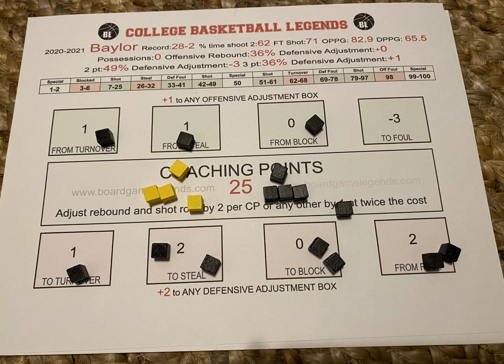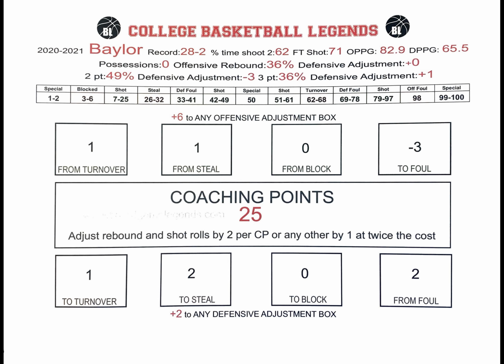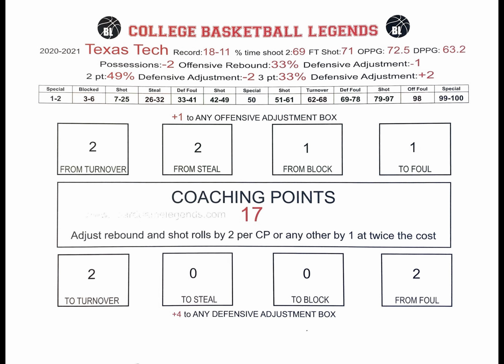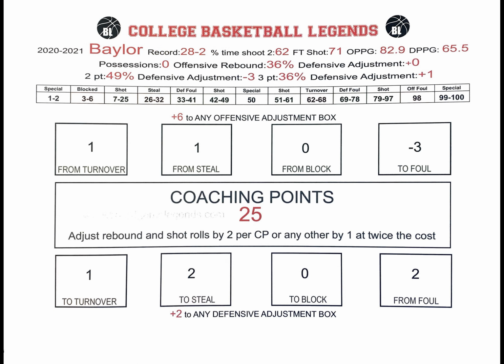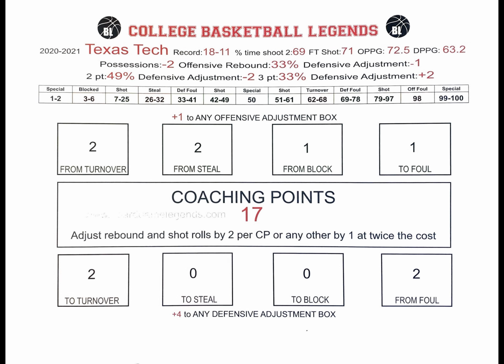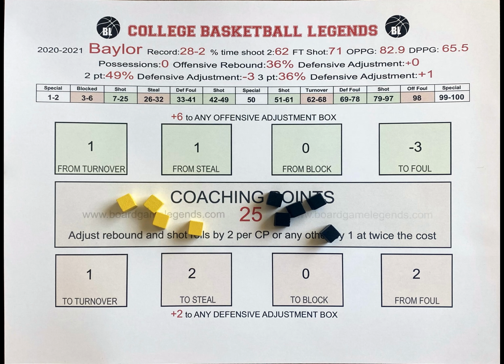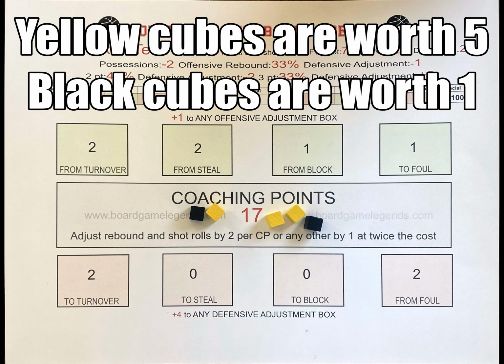So today we're going to set up two teams, the 2021 Baylor and 2021 Texas Tech. Looking at Baylor right off the bat, right in the middle of the sheet, it says 25 coaching points. On the Texas Tech side, it says 17. So you're going to put 25 cubes in the coaching point area for Baylor and 17 cubes in the Texas Tech side. Now, these cubes are going to be used to adjust shots and rebounds.